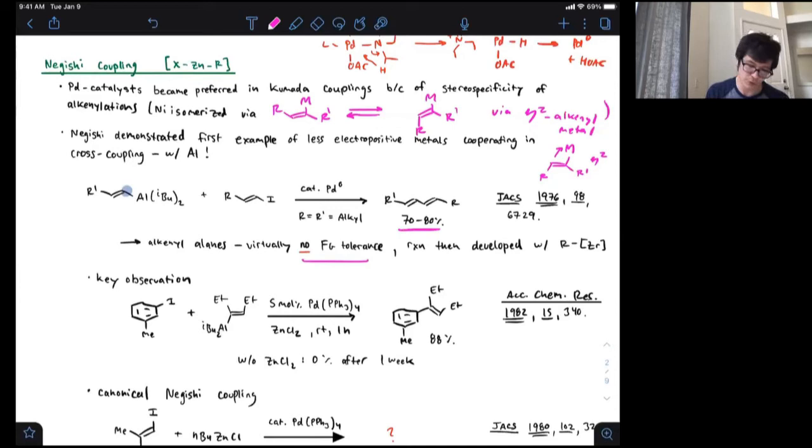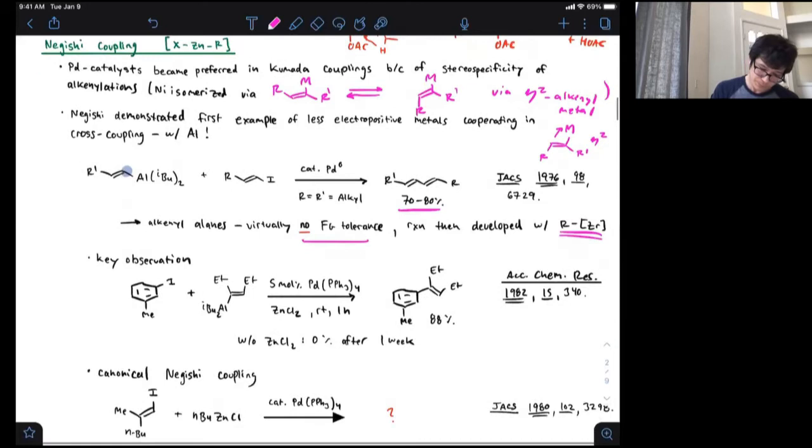So some attention then shifted to organo-zirconium reagents, and you can imagine that part of the appeal of using organo-aluminums and organo-zirconiums is the ability to undergo robust hydrometallation with the corresponding zirconium hydride like Schwartz reagent or the corresponding aluminum hydrides to the alkyne to rapidly generate the alkenyl metal species.